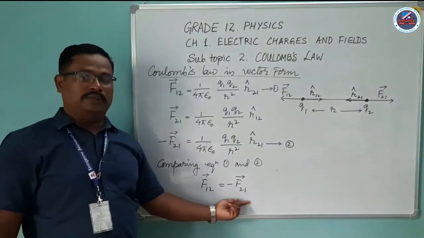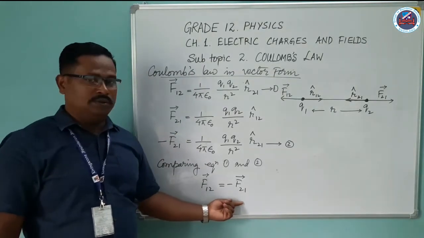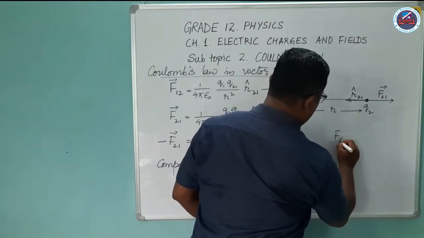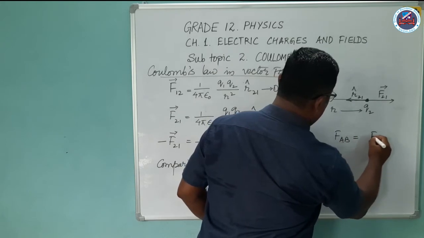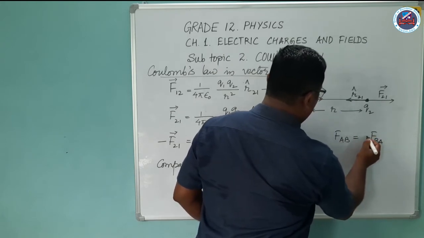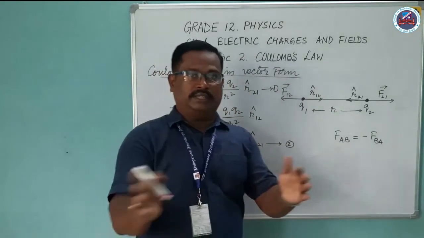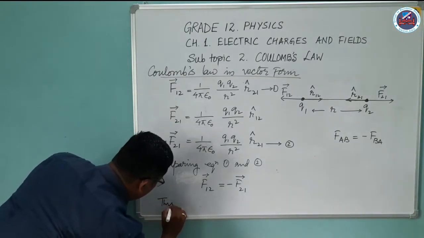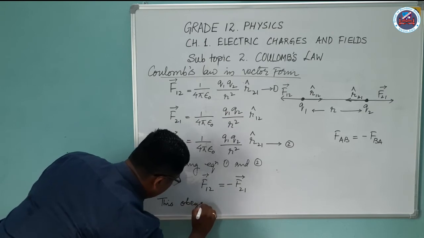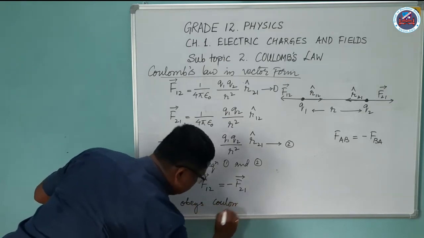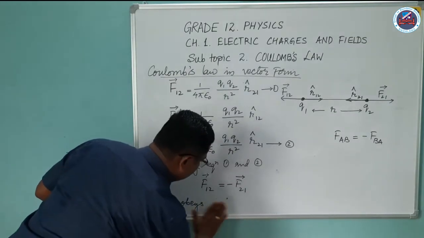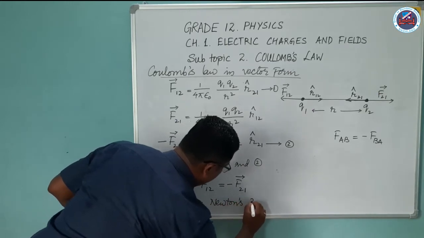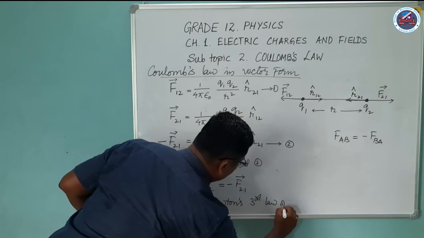This equation, if you look carefully, is an expression of Newton's third law of motion that we have learned in class 11. Force on the first body due to the second body is equal to force on the second body due to the first body, but with a negative sign. Action and reaction are equal and opposite. So we can say that this obeys Newton's third law of motion.